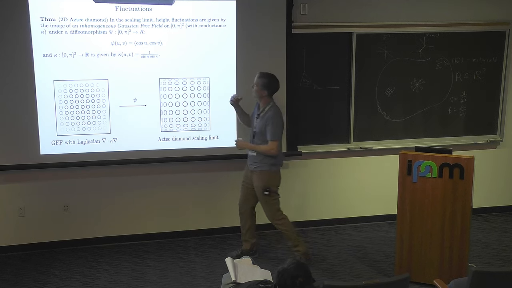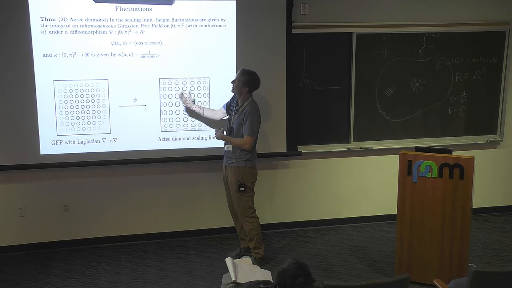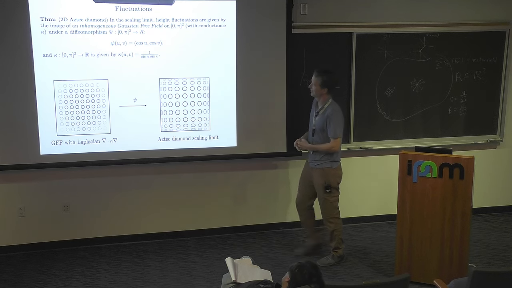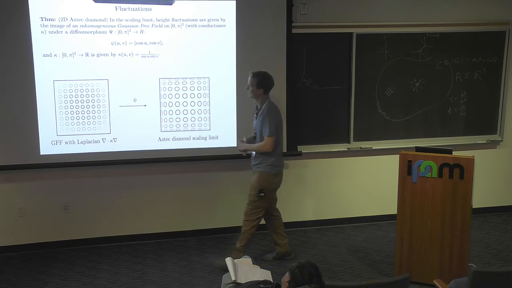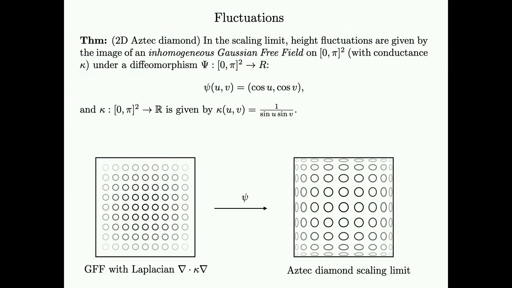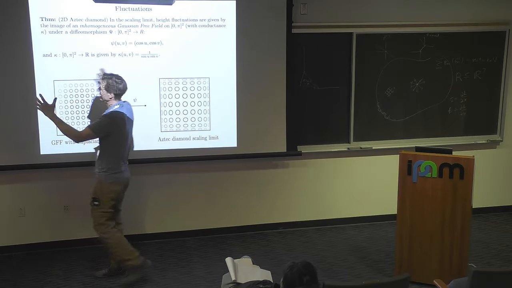But let me state the result for the 2D Aztec diamond. I could have stated a more general result, but it's sufficiently complicated that it's nice to focus on a given example. So here's the 2D Aztec diamond. It's tilted. I rotated it so that it looks like a square, but it's really that graph there, the multinomial dimer model on this graph in the scaling limit.